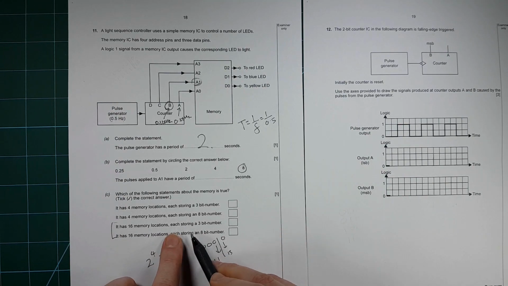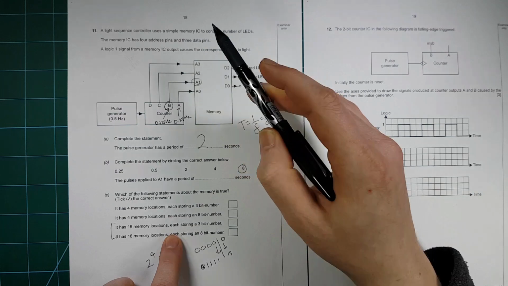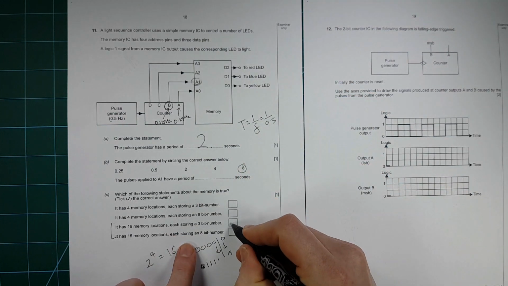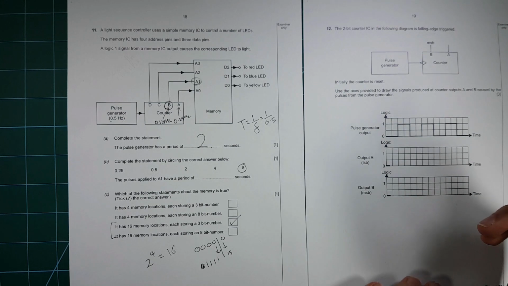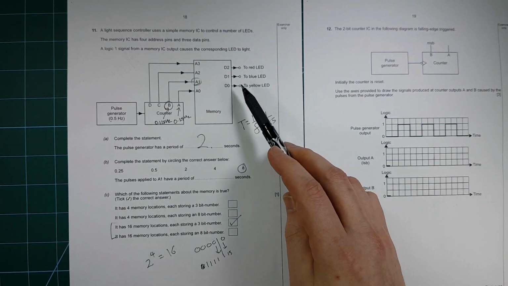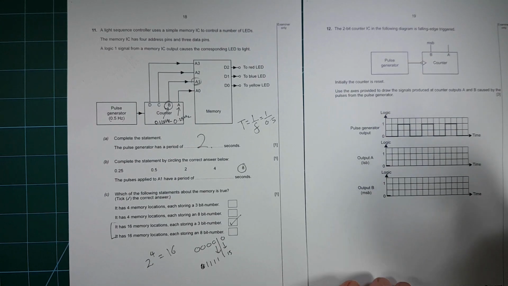So it's one of these two. And then each storing a 3-bit number. It even tells you that there are 3 data pins there, so each one stores a 3-bit number. So it's that one there. A 3-bit number could have 8 possible values, which is why they've put that red herring in there.